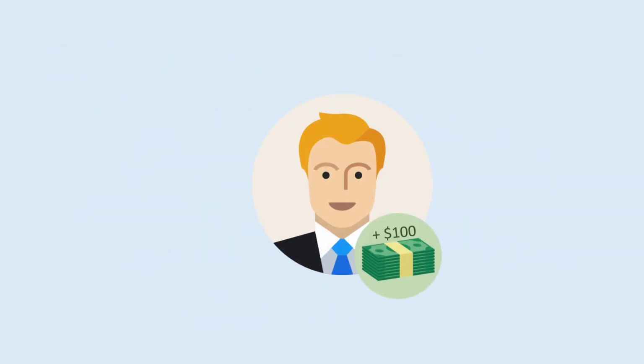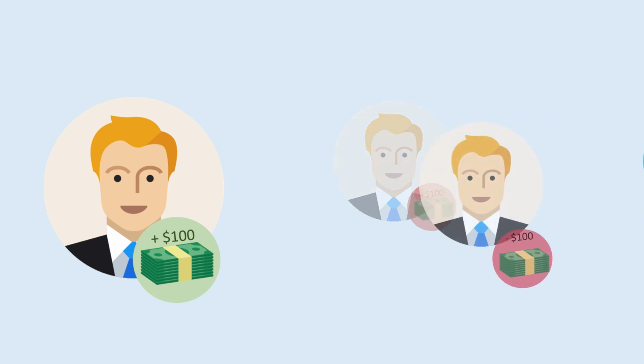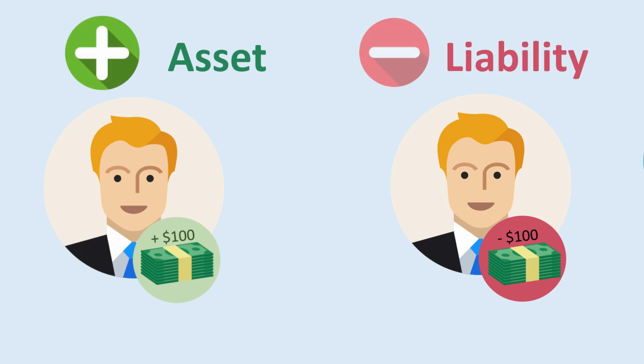And the example is the following. Imagine that John has $100 in his pocket. We can simply say that he has a positive value of plus $100. Now, if John borrowed $100 from Kate, then he owes $100 to her. We may alternatively say that John has minus $100 because he needs his own cash to repay this loan in the future. So the money that John has in his pocket is an asset with a plus, and the money that John owes to Kate is a liability with a minus.